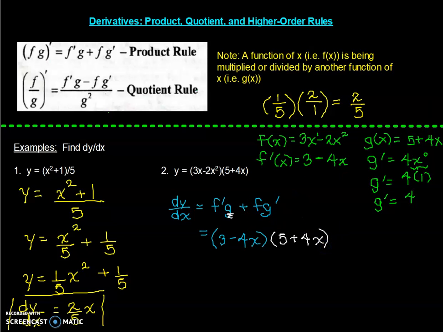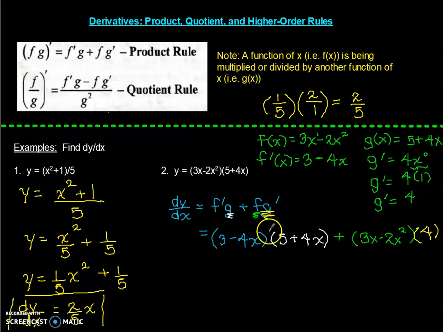And then it's being added to f, which is 3x minus 2x squared times g prime, which is just 4. So in this case, we are going to make sure we apply PEMDAS properly, meaning we're going to multiply before we start adding and subtracting.